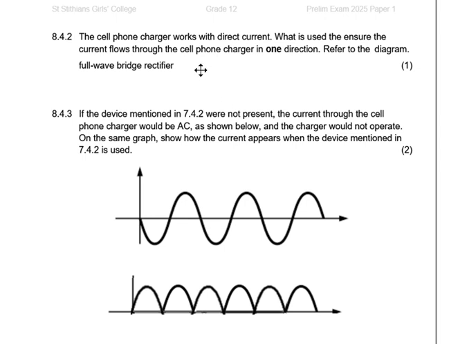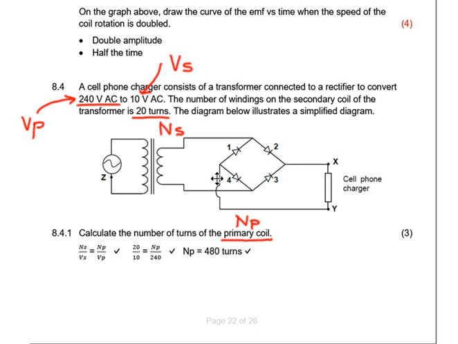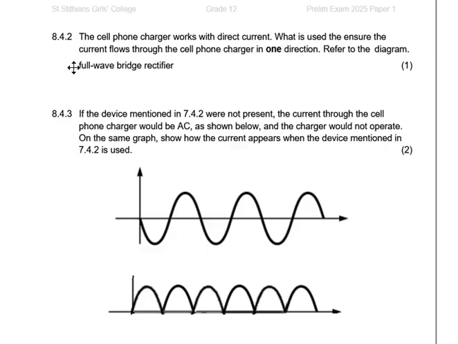Then, the cell phone charger works with direct current. What is used to ensure that the current flows through the cell phone charger in one direction? Refer to the diagram. So here in this diagram, this setup is called a full bridge rectifier. Okay, so it's not only just a diode, it's a setup where we get full bridge rectification. So it's a full wave bridge rectifier.